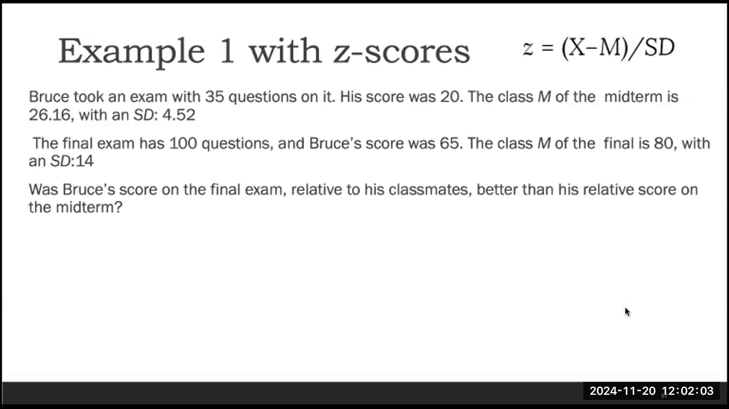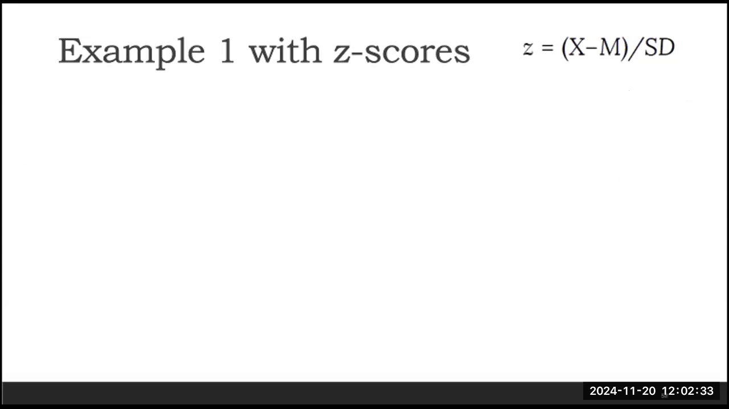So the question is, was Bruce's score on the final exam relative to his classmates better than his relative score on the midterm? The key here is relative to his classmates, because if we didn't have that, you could just take the percentages of how Bruce did and compare it, right? But what we want to know is, in comparison to how the rest of the class did, how did he do? So what you would do is you'd calculate the Z-score for both midterm and the final.